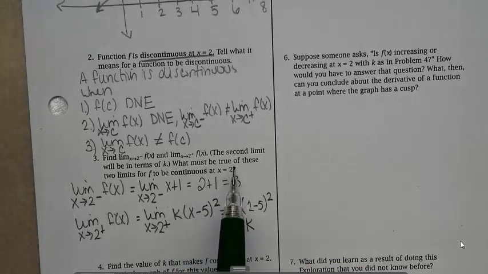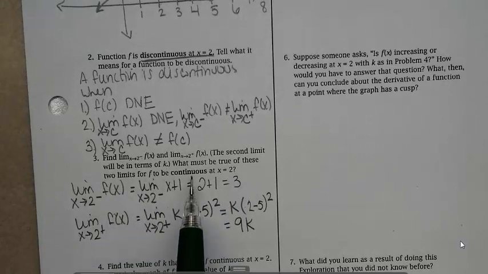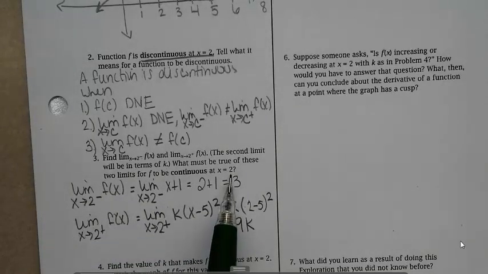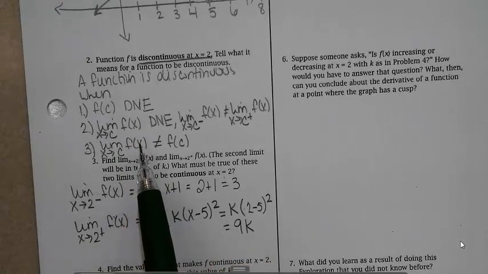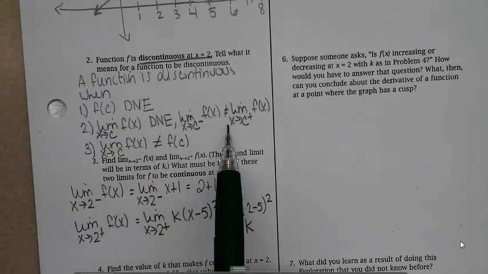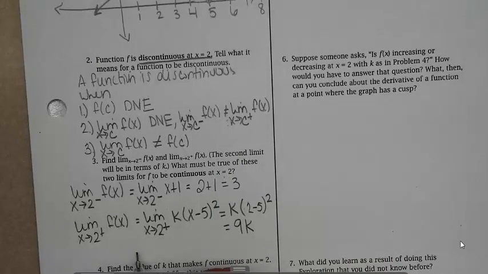What must be true of these two limits for f to be continuous at x equals 2? Which piece is important for both the left and the right limits? Well, they must be equal in order for f to be continuous. If we want it to be discontinuous, then they wouldn't be equal. So they have to be equal.